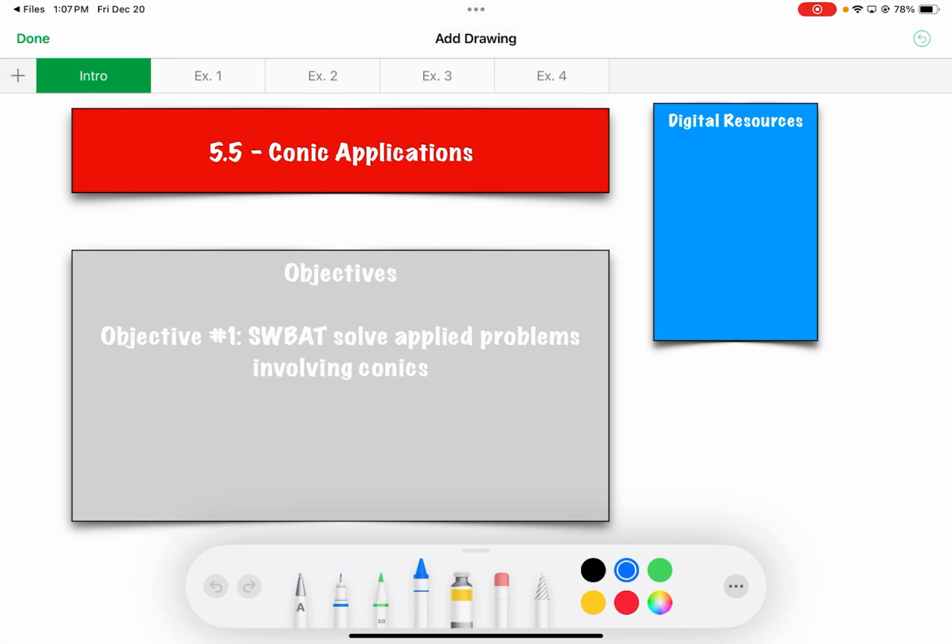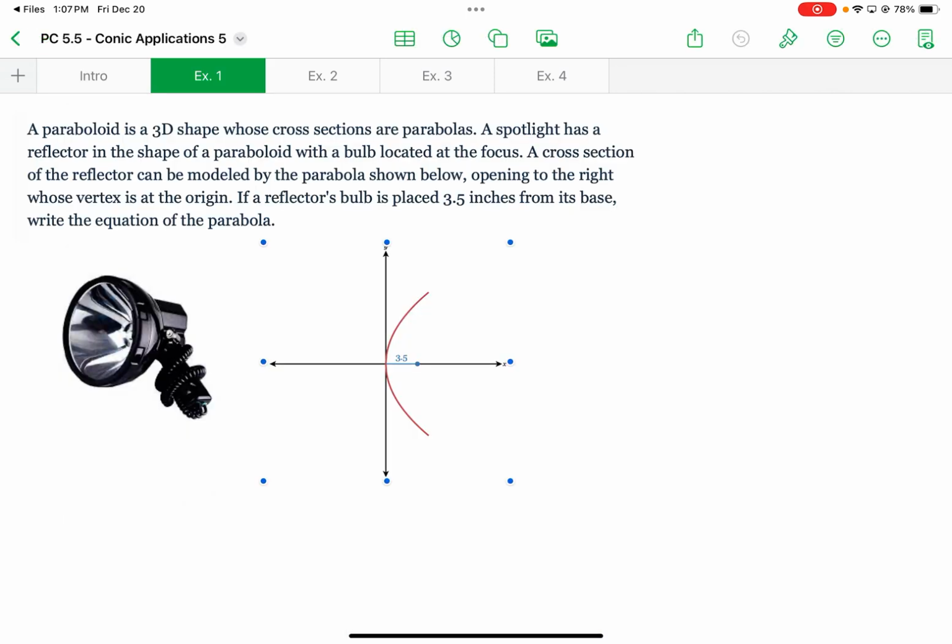Okay, so in this section, we're going to look at applications of all of the different conics we've looked at with the exception of a circle. We have two parabola applications, one ellipse and one hyperbola. I've pulled all of these straight from Delta. These are our questions straight from Delta. So let's look at the first one here.